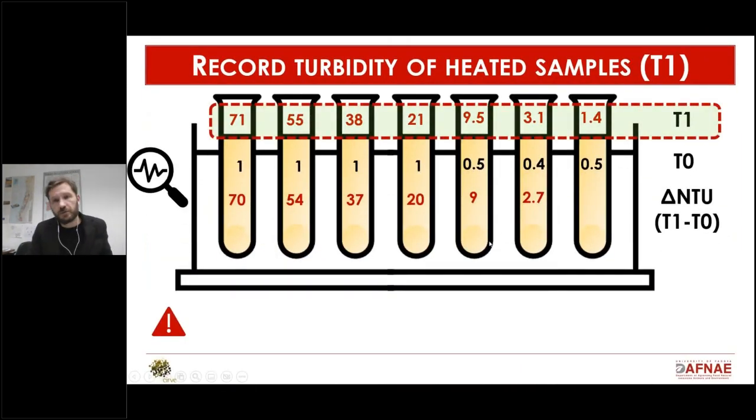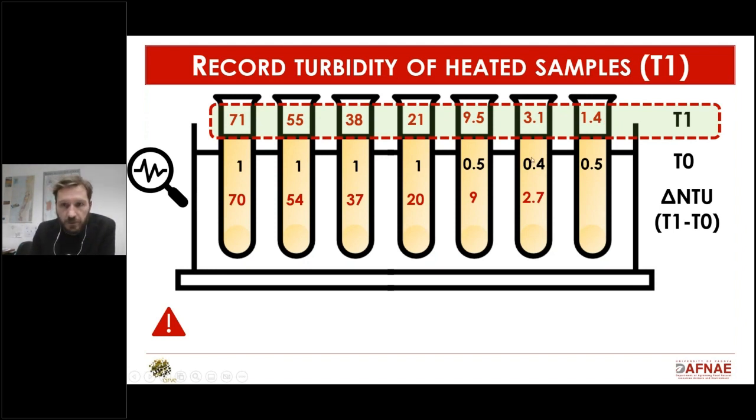After this has happened, so after you heated the sample, cooled the sample, and allowed it to reach room temperature, then you measure the turbidity of those samples to which bentonite has been added at increasing levels. And you can see here, for example, that you go 71 NTUs, 55, 38. The more bentonite you have, the lower the NTU should be, because there's less protein that can denature.